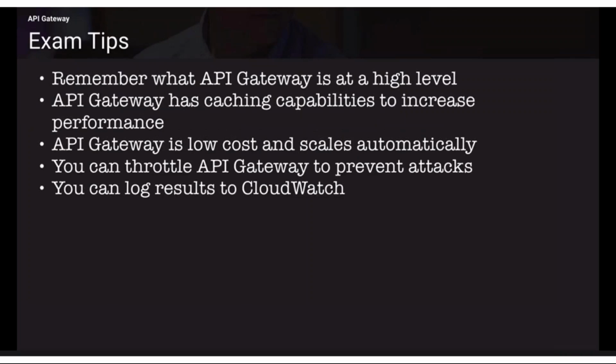Most important things to remember from the API gateway. API gateway also has caching capabilities, which we just learned, which will help us increase the performance. The API gateway is very low cost and scales automatically. You can throttle the API gateway to prevent attacks, and you can also log the results to CloudWatch. So remember these four important points. One is we do not have to worry about scaling with the API gateway. We do not have to worry about logging, which can be done with the help of CloudWatch. We can also throttle the API requests, which helps me prevent attacks, and it is also low cost.